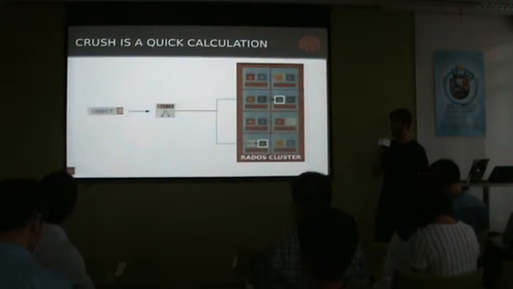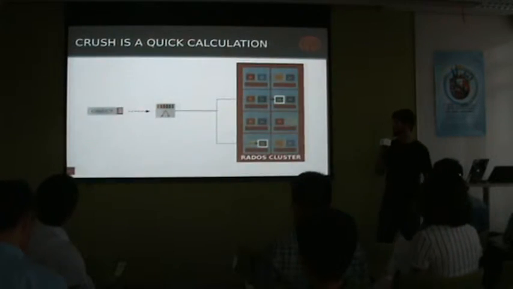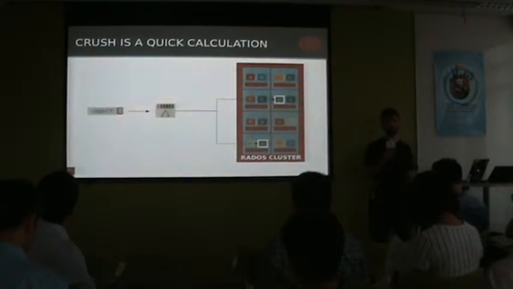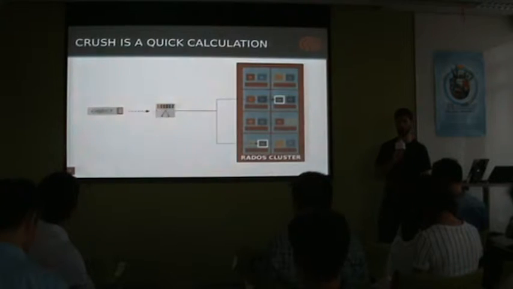So CRUSH outputs, in fact, an ordered set of OSDs. In this case, we are placing placement group 10 on those two OSDs. The first one it outputs will be the primary.